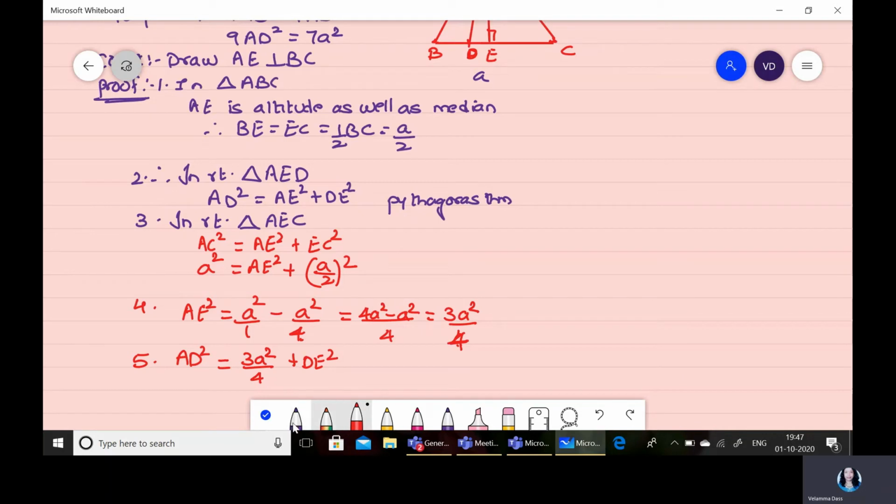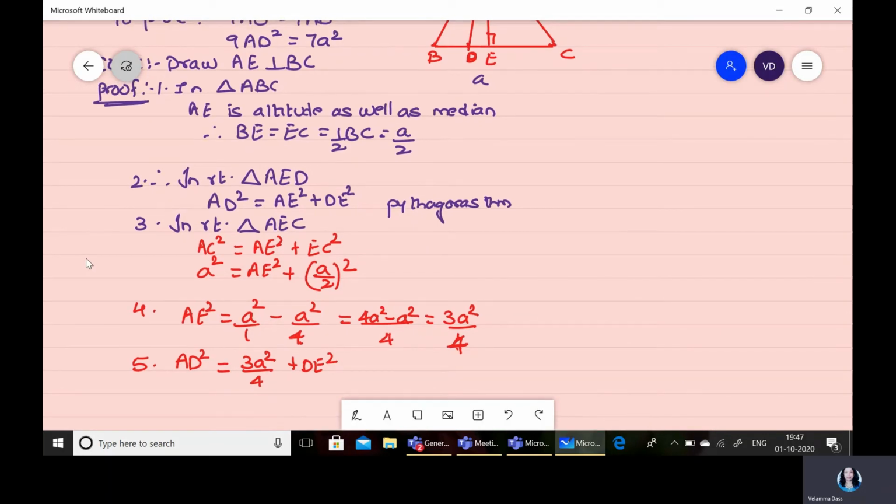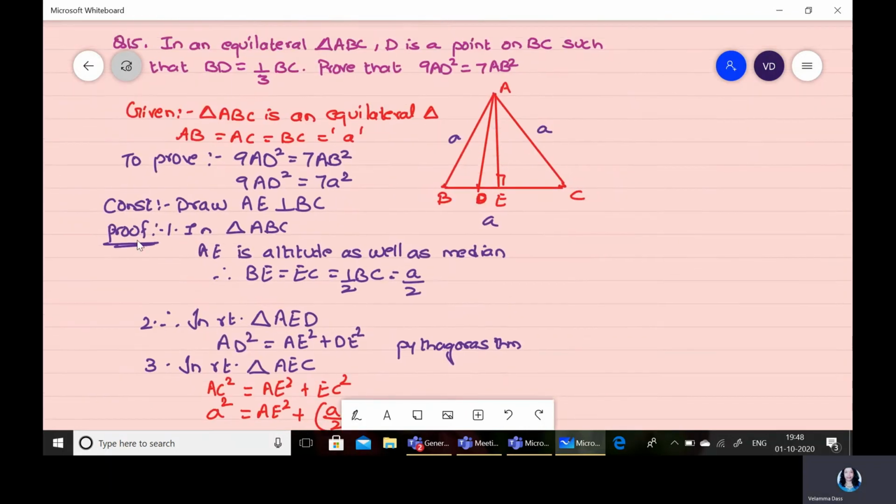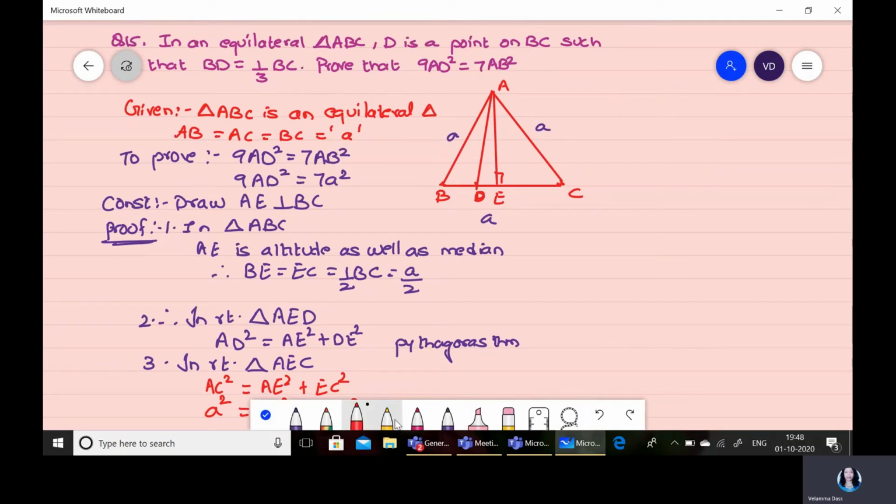So here we can see, students, that DE is actually a part of BE. We know that BE is half of BC and BD is 1/3 of BC. See, can you see this 1/3 of BC? Because here it is already given. I think I forgot to write it. So I'll just jot down here. You also know that BD is 1/3 of BC. So here we can write BD is A upon 3. So can I find DE?